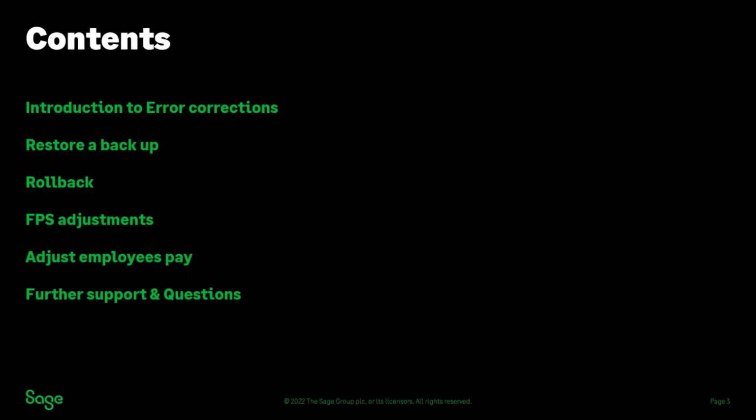So what do you need to do in order to adjust your submission to HMRC once you have made that correction, followed by adjusting your employee's pay. So what can you do to help you adjust that employee's pay? And then we'll finish off with going through some further support that you have available to yourself, as well as the remaining time for some questions. Now, the session should last approximately half an hour, but again, we'll make sure that we have a little bit of time at the end to answer any remaining questions you guys do have. Okay, with that said, let's get into it.